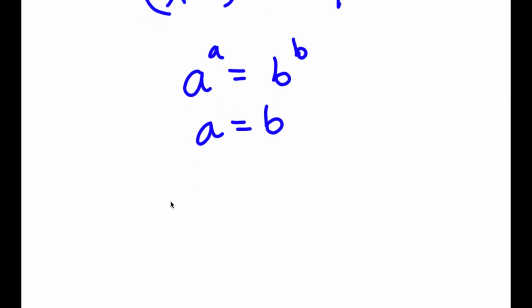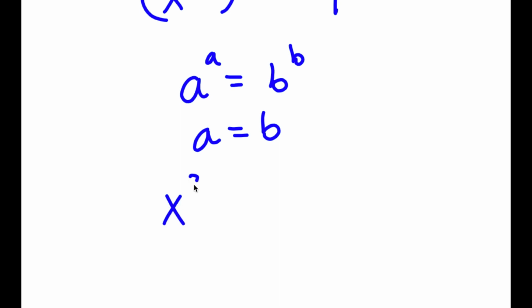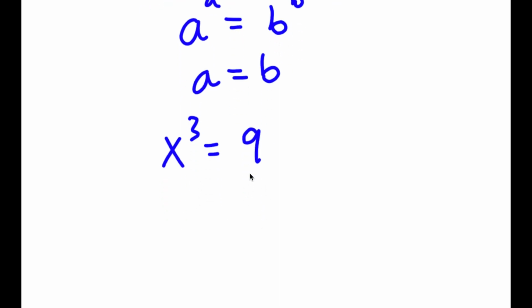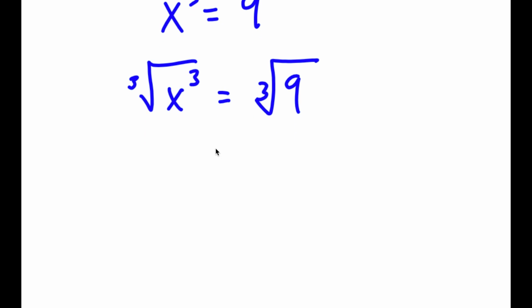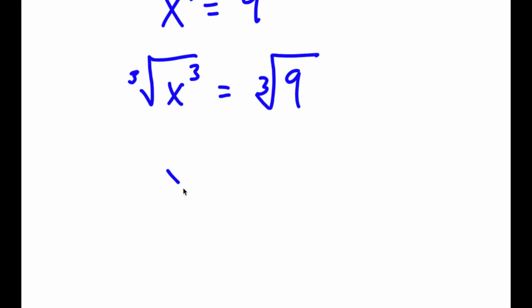So in this case, x to the power of 3 is equal to 9. Now to solve this, all I have to do is take the cube root on both sides. So now I have the cube root of x to the power of 3 is equal to the cube root of 9. And the cube root of x to the power of 3 is equal to x, so I have x is equal to the cube root of 9.